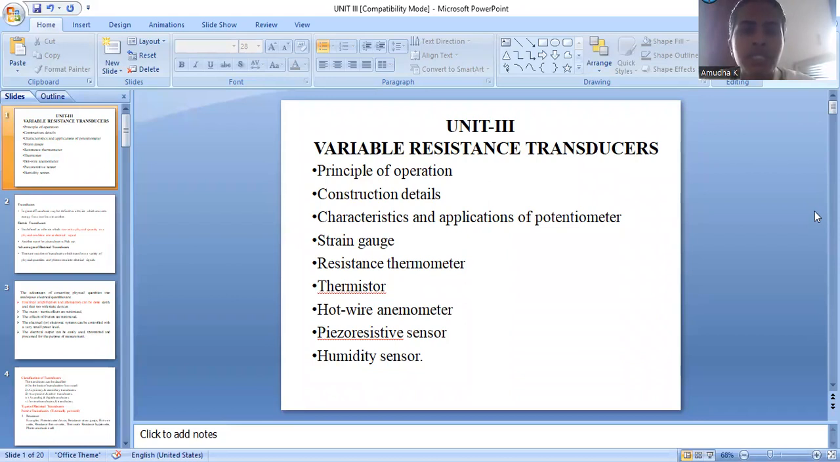The first examples are the potentiometer and strain gauge, resistance thermometer, thermistor, hot wire anemometer, piezoresistive sensor, and humidity sensor. These are all devices that work based on variable resistance.